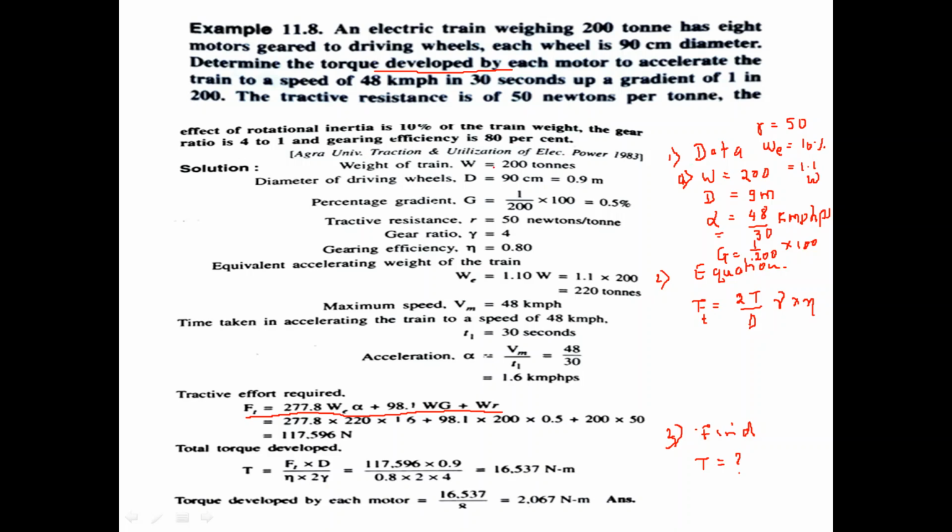Then the gear ratio is 4 to 1. So the gear ratio is given as sigma, 4 to 1, so we use it as 4 divided by 1. The efficiency of the gear system is also given, that is 80%. So all these values are given, and this is the equation we have to use.